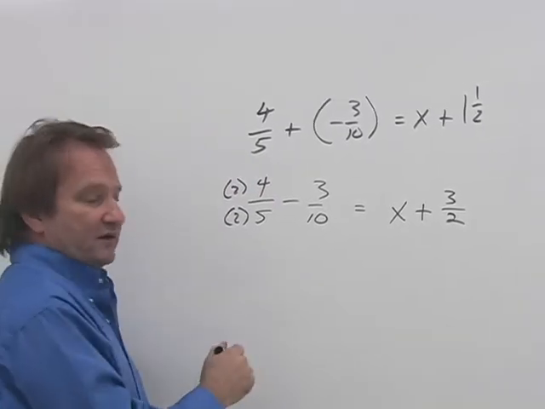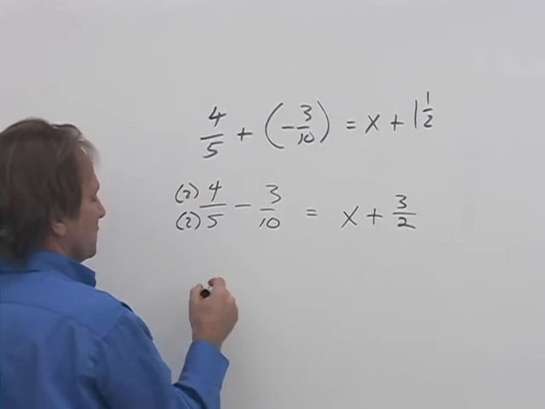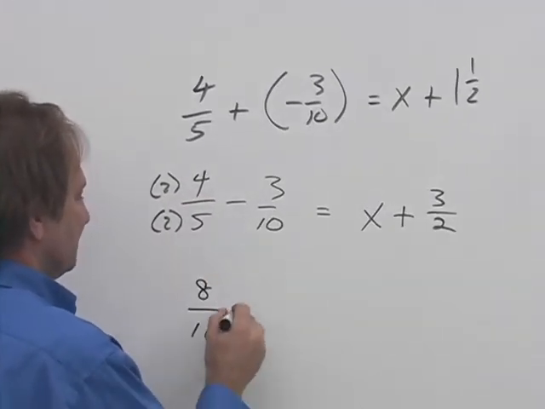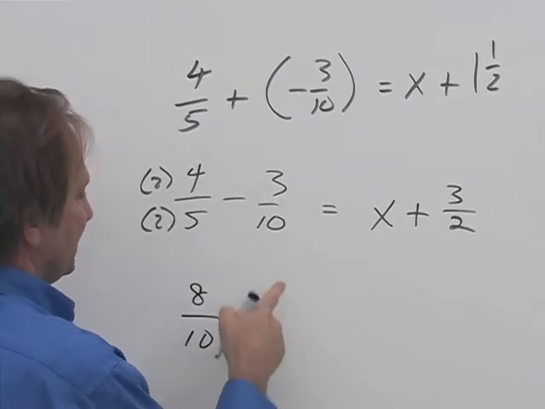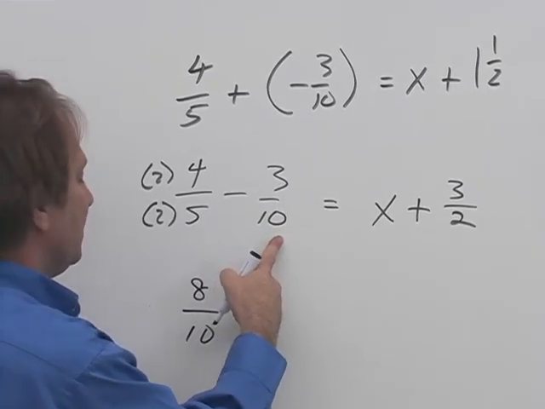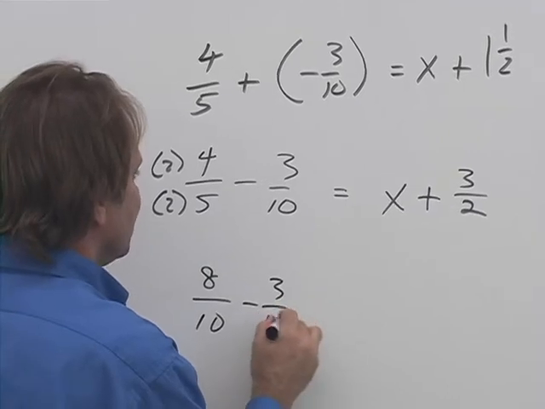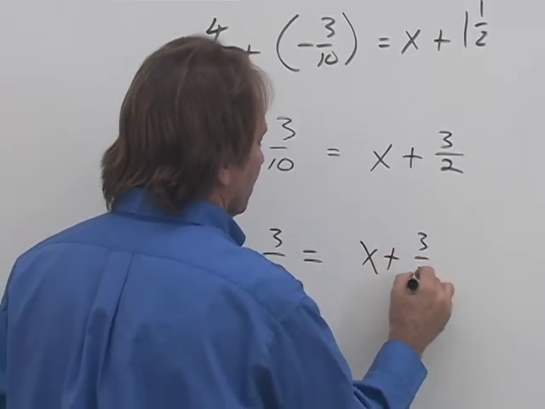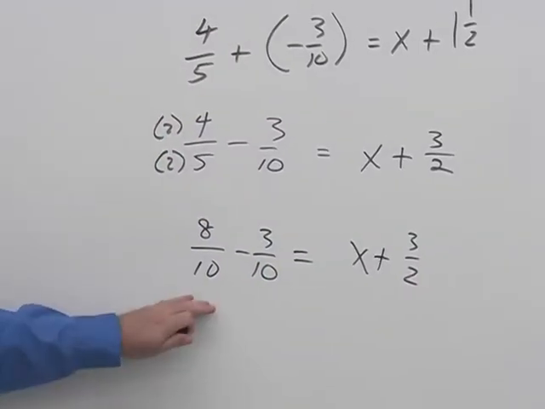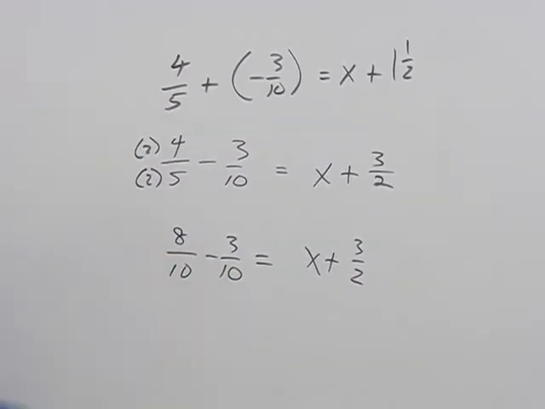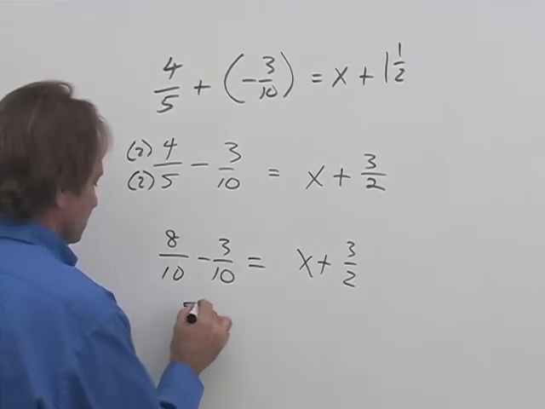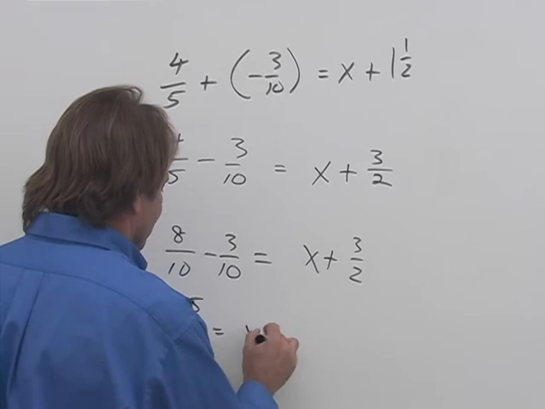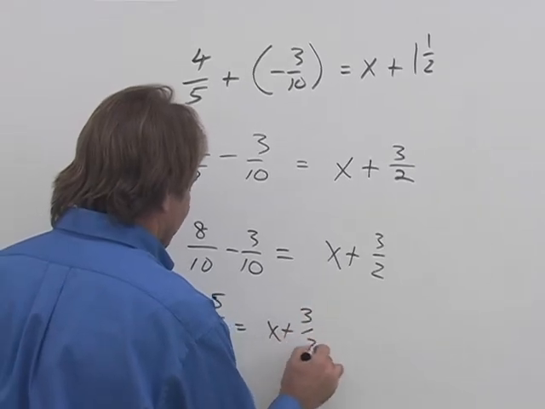So this left side of the equation is going to become 2 times 4, which is 8, over 2 times 5, which is 10, minus, and nothing needs to be done because we already have a denominator of 10 here. So this is 3 over 10. I'm simply going to bring the other side down because I'm not ready to work with that. Now let me combine these terms here. 8 minus 3, 5, over 10. And this is still equal to x plus 3/2.